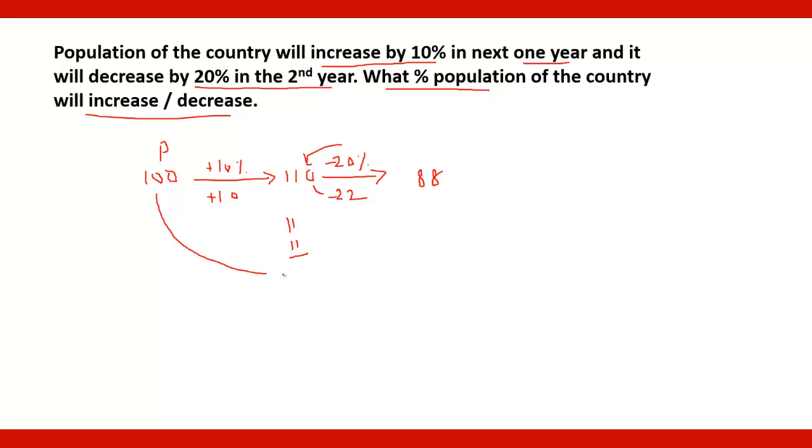So for 100 it is 88. It means how much decrease is there? It is just 12% decrease. So in the first year it is increased by 10%, in the second year it is decreased by 20%, and therefore the population of the country will decrease by 12%.